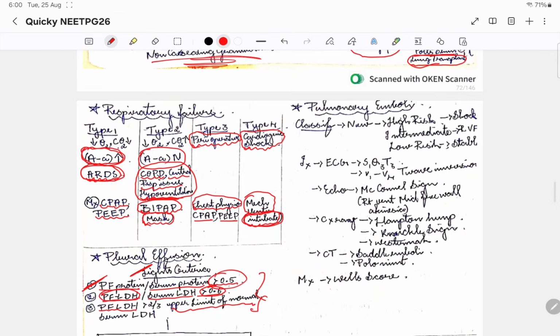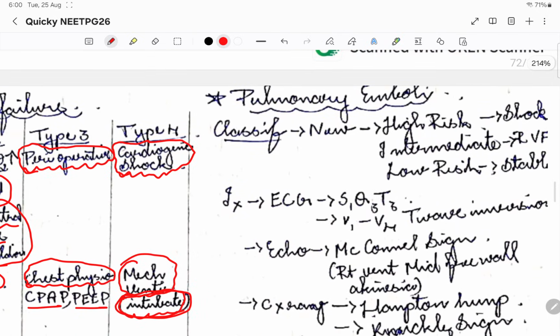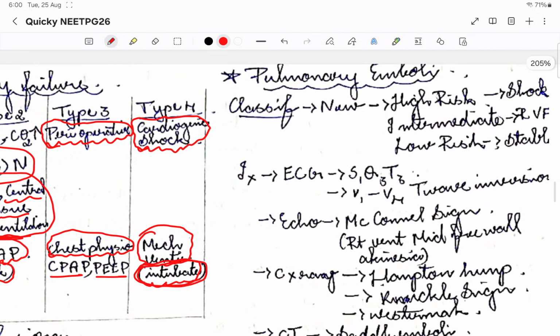Okay, so then coming to pulmonary embolism, the classification is a new classification. It is high risk, intermediate risk, and low risk. Previously it used to be mild, moderate, and severe, but now it is high risk, intermediate risk, and low risk. This is a new classification that is being done for pulmonary embolism.